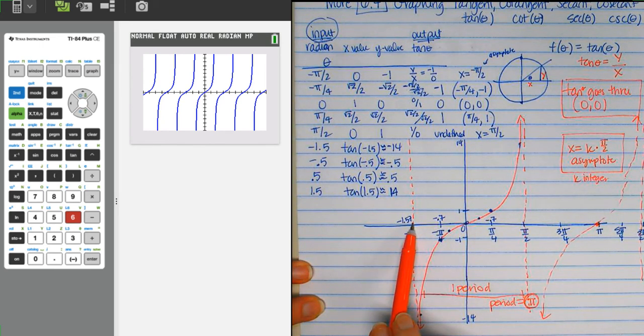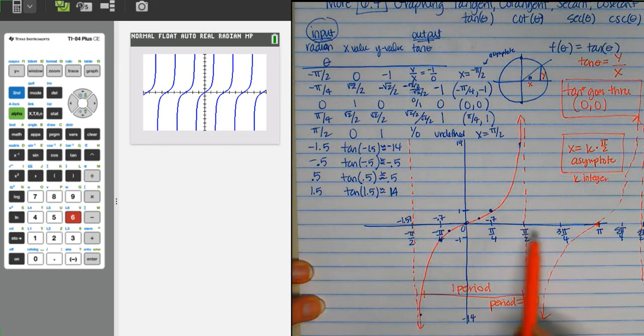Or k is -1, you'd be at this one. Or k is 3, you'd be at this one, 3 pi over 2. So any integer value, there's an asymptote, and tangent repeats. So it looks like it has a wave to it, but it's a vertical wave. And because we're dividing by a very small number, we end up getting very large values. If you put in something like 1.56, you're going to get a really huge number.